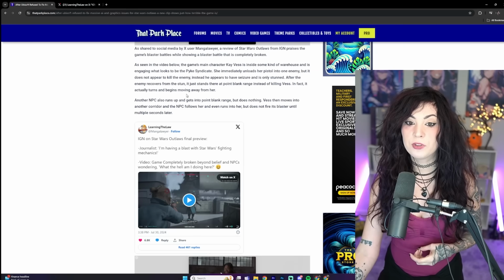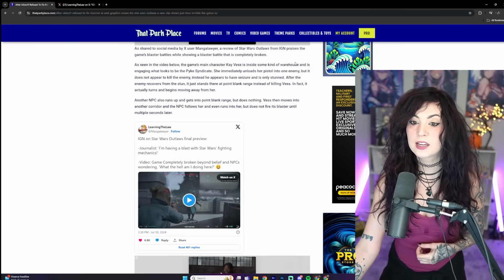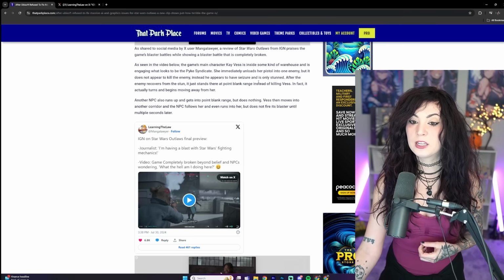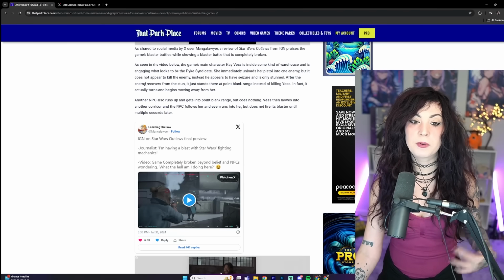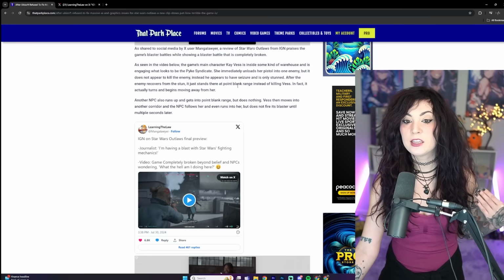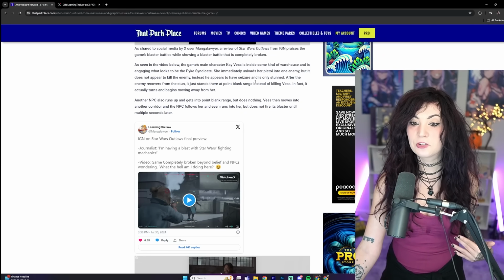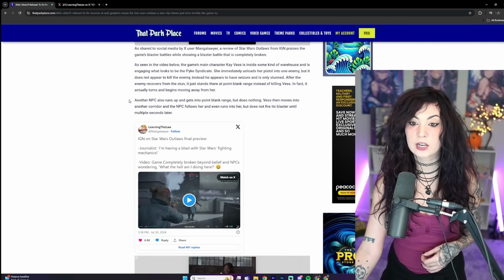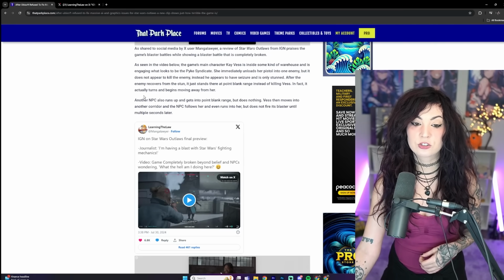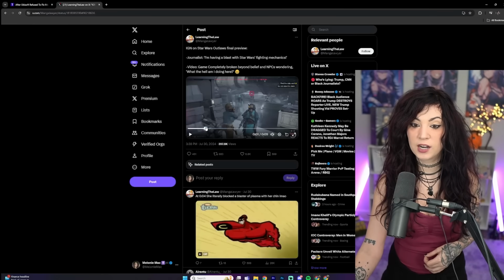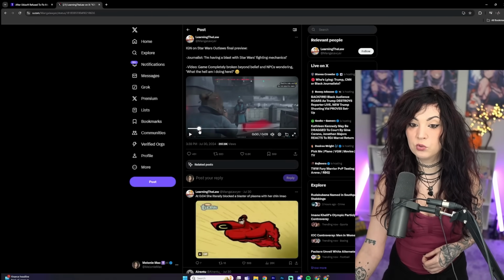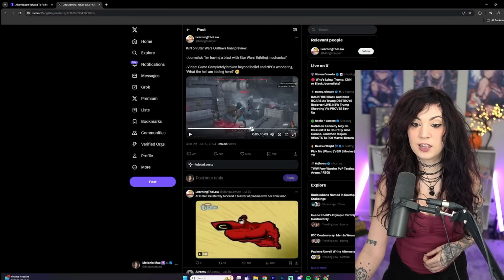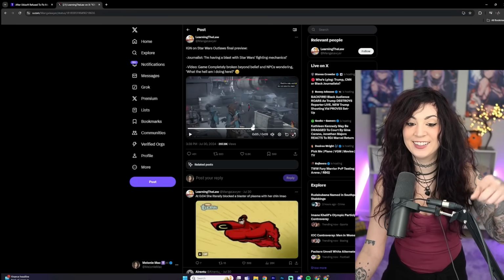As seen in the video below, the game's main character, Kay Vess, is inside some kind of warehouse and is engaging what looks to be the Pike Syndicate. She immediately unloads her pistol into one enemy, but it does not appear to kill the enemy. Instead, he appears to have a seizure and is only stunned. After the enemy recovers from the stun, it just stands there at point-blank range instead of killing Vess. In fact, it actually turns and begins moving away from her. I mean, here we go. Pew. There it is. Stunned. Then it's like, okay, look at it, so confused.